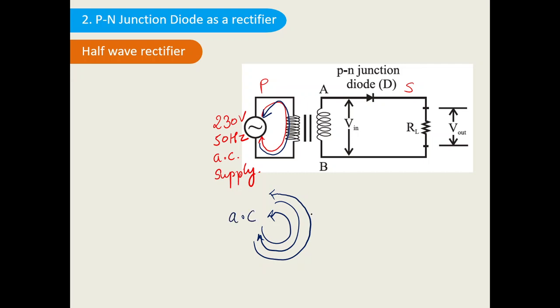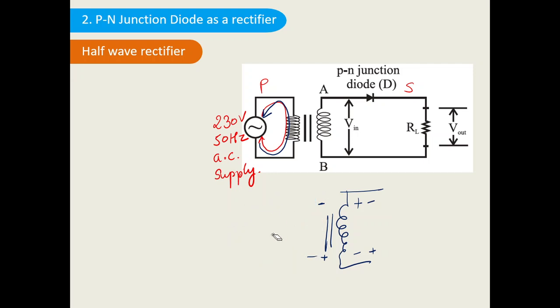Whatever the current changes are in the primary circuit, because there is a transformer, there will be the same changes in the secondary circuit. So if suppose this is positive, then this is negative. After that particular cycle, if this value is negative and this value is positive, I can say this is negative and this is positive now. Okay. So this is the function of the transformer.